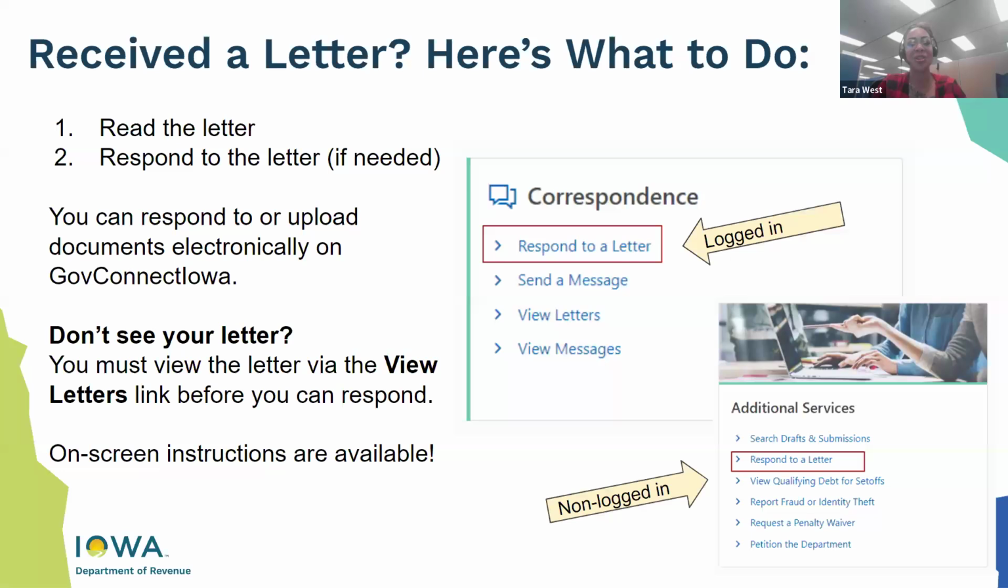The next thing we're going to go over is responding to a letter. So you can respond to a letter directly on GovConnect Iowa, even without creating a GovConnect Iowa account. On the screen, you can see the logged in and non-logged in options. This feature does allow you to respond electronically and include attachments if applicable to address the information requested by the examiner or auditor.